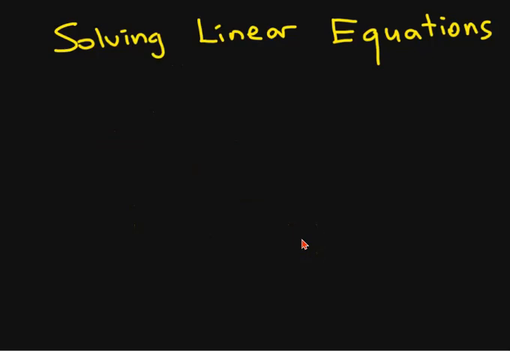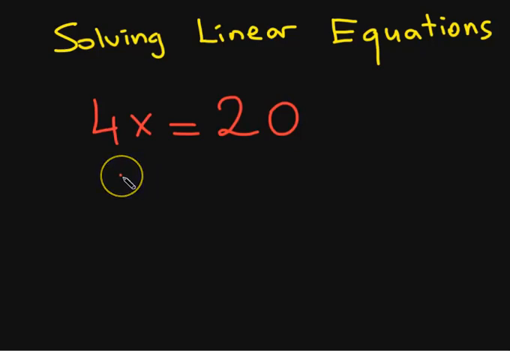Let's do another example. Let's say we have 4x equals 20. So we have 4 times x. Again, to get rid of 4 here, we need to apply the inverse. It's multiplication, and the inverse of multiplication is division. So to get rid of 4, we need to divide both sides by 4.